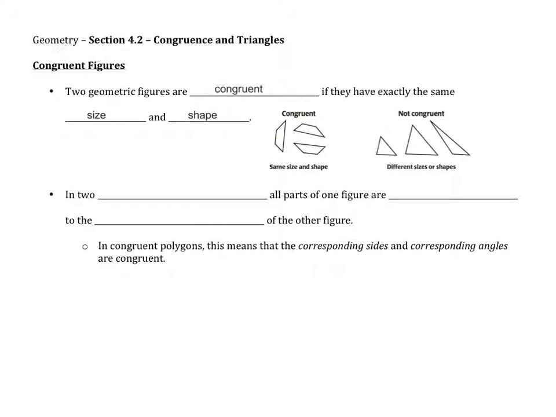If you notice, all three of these figures have the same size and the same shape. And here, although all three of these are triangles, they are not the same size, but they are the same shape. So they're therefore not congruent. In two congruent figures, all parts of one figure are congruent to the corresponding parts of the other figure. In congruent polygons, this means that the corresponding sides and corresponding angles are congruent. We'll make sense of this in the next slide with two congruent triangles.